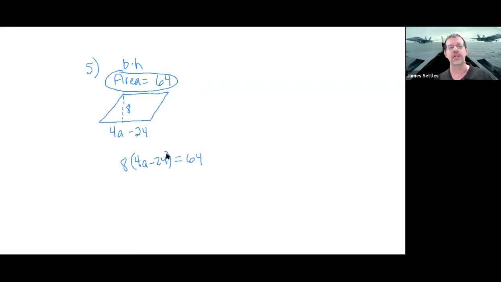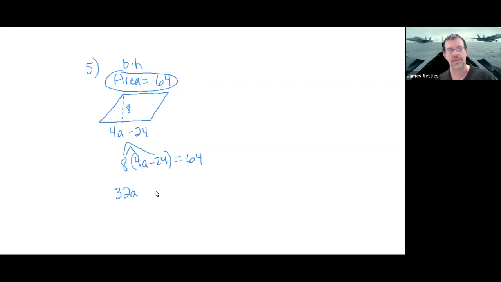So on this, we talked yesterday, anytime you see parentheses, we're going to do the distributive property. And I call these mountaintops right here, and mountaintops mean to multiply. So we're going to go 8 times 4 would be 32a.